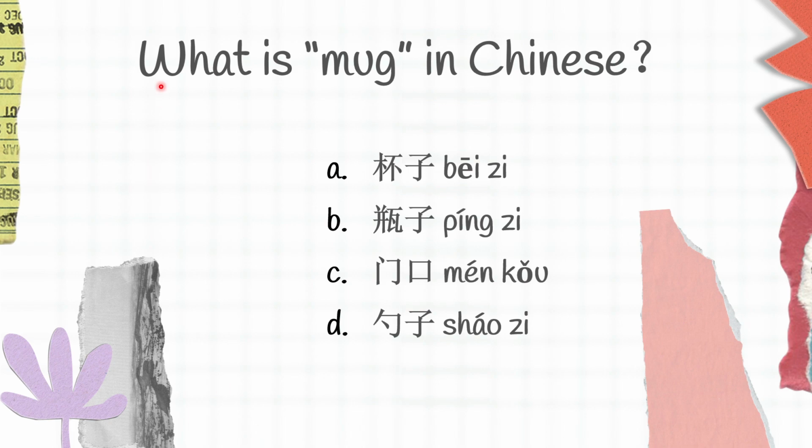Moving on to the next question. What is mug in Chinese? Here we have A. 杯子, B. 瓶子, C. 门口, D. 勺子. So which one of them is right? So I will explain it to you. 杯子 is mug, 瓶子 is bottle, 门口 is door, 勺子 is spoon. So mug in Chinese should be A. 杯子.